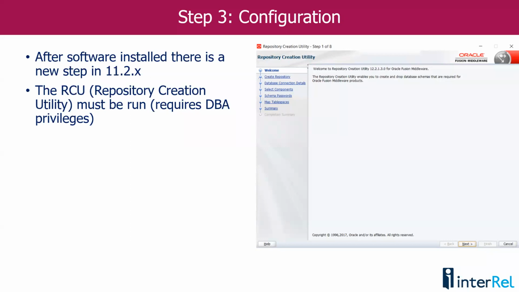So we kick off the RCU, and the first thing that we need to actually be successful with our repository creation is DBA privileges for the account that we use. So the RCU will be kicked off, and you're usually going to have to get the DBA to work with you here to put in DBA credentials, and then the RCU will be able to do its job creating the schemas that it needs to support the EPM products. So that's a new step with 11.2 that's required.